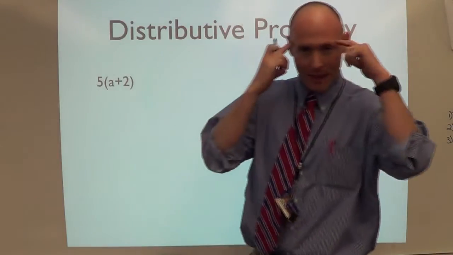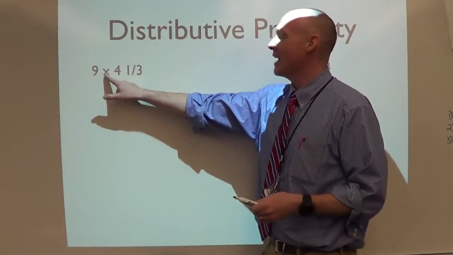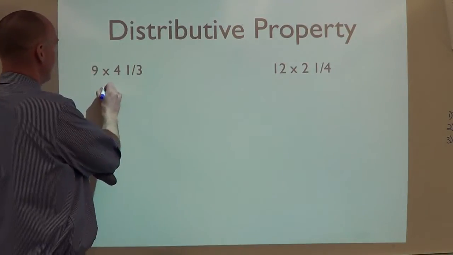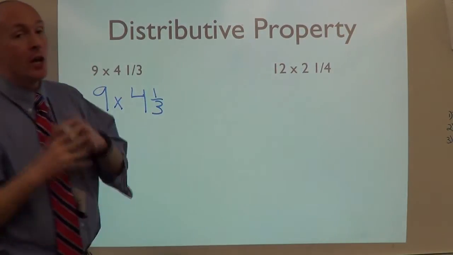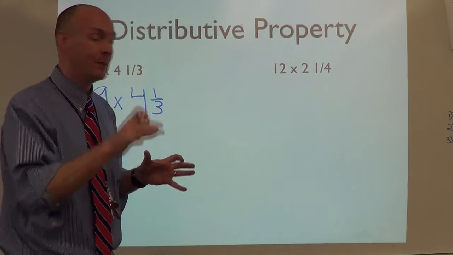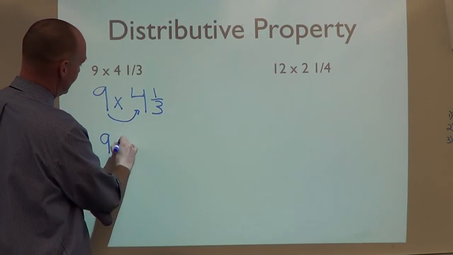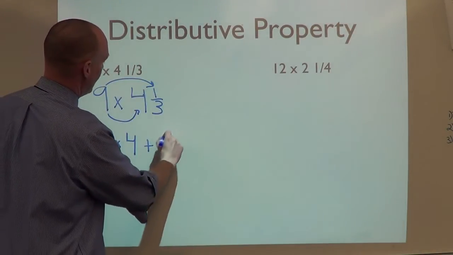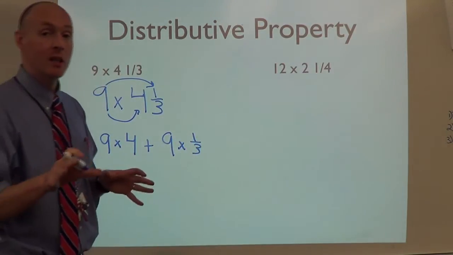Now, that's not all the distributive property is good for, because I'm going to show a way that will help you with some mental math. Here I have 9 times 4 and 1/3. And I don't like the way that 1/3 came out, so I'm just going to rewrite it. 9 times 4 and 1/3. Using the distributive property, it makes multiplying mixed numbers a little bit easier. So let's distribute. It's really just saying 9 times 4 plus 9 times 1/3. Okay, makes it a little bit easier.